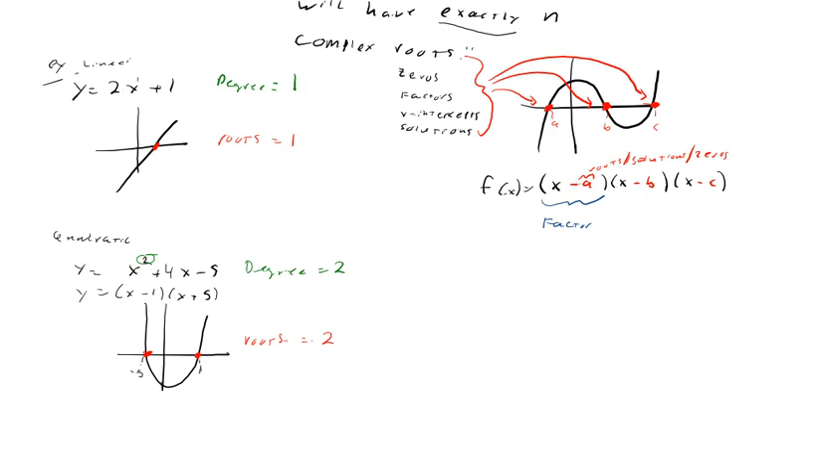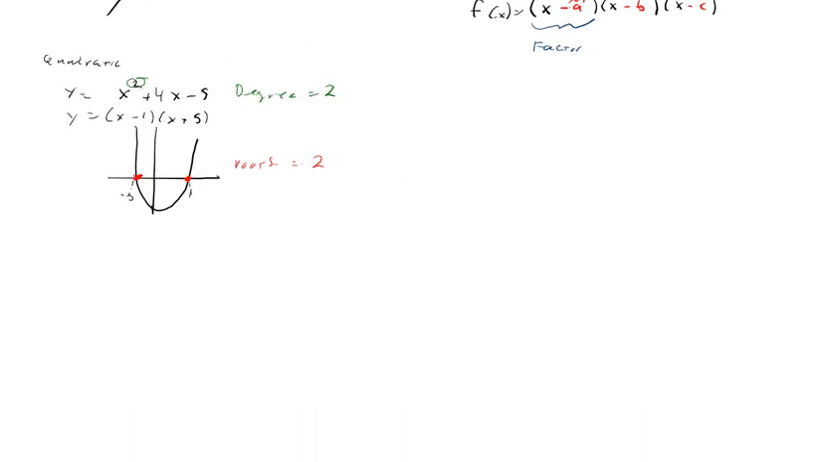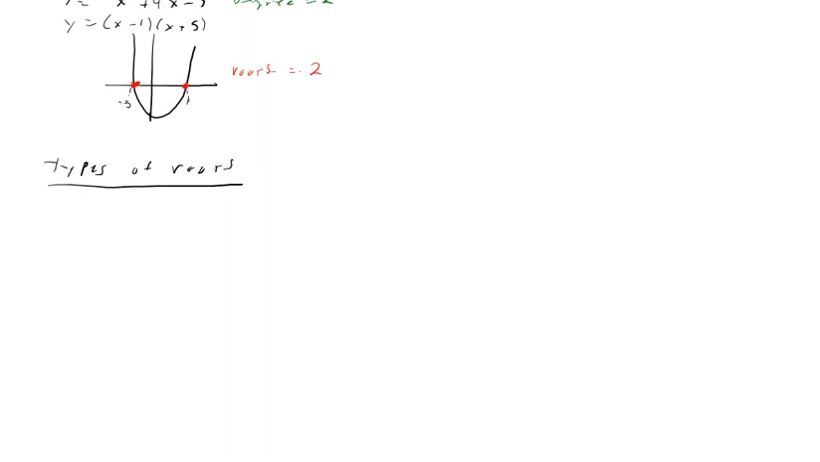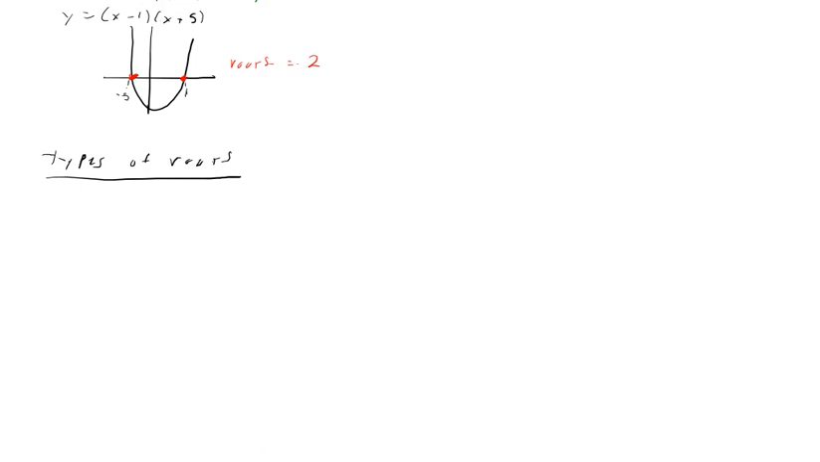The thing I need to talk about is there are different types of roots. Sometimes they cross, and sometimes they don't, and sometimes they have a double root. So we're going to get into the different types of roots. I'm going to talk about the different types of roots you can have.